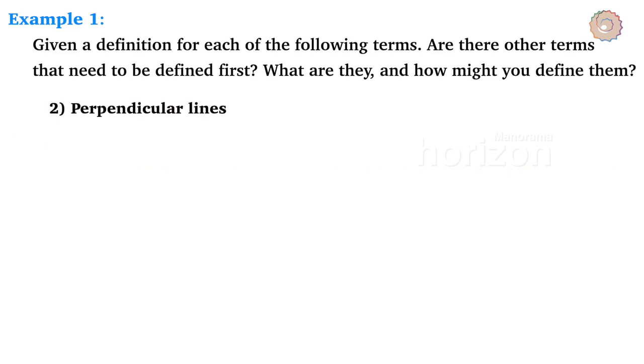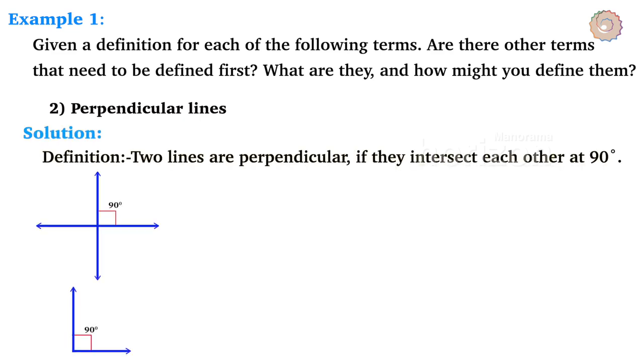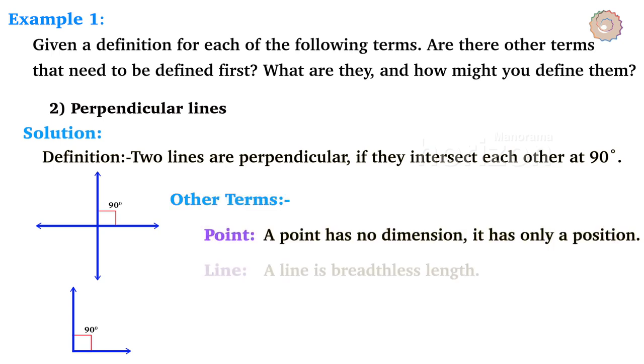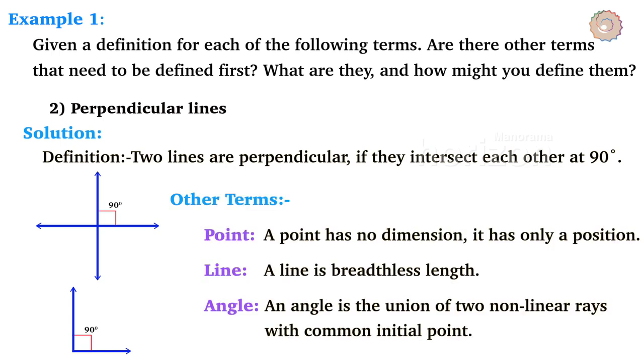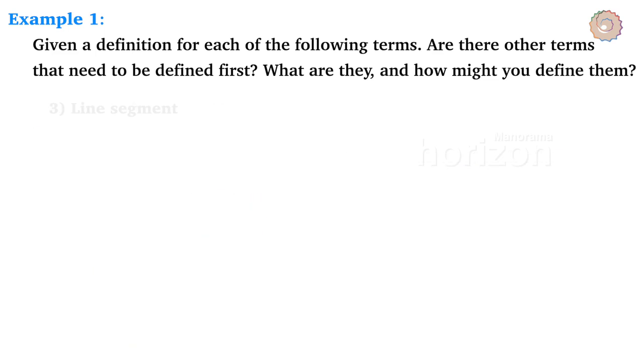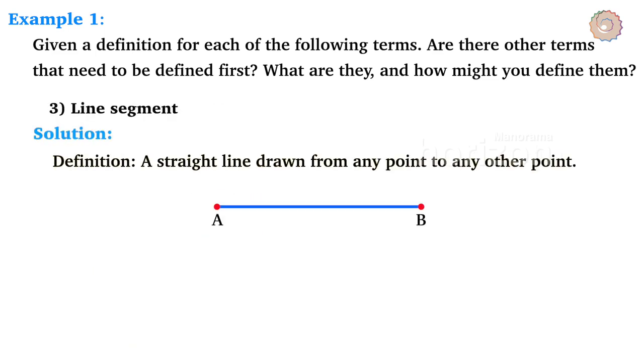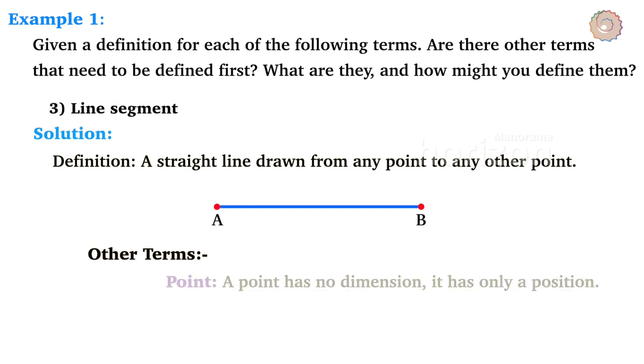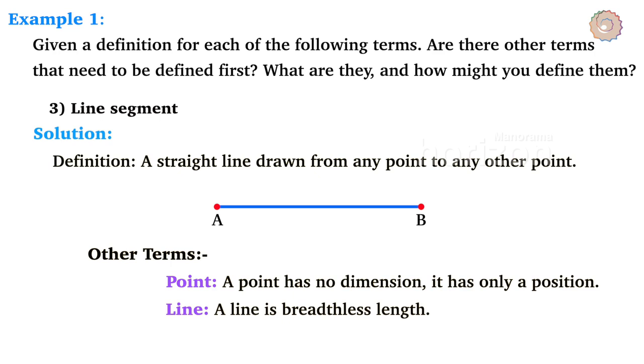Next is perpendicular lines, which can be defined as: 2 lines are perpendicular if they intersect each other at 90 degrees. The other terms are point, line and angle, where an angle is the union of 2 non-linear rays with a common initial point. Let's see what a line segment is. It is a straight line drawn from any point to any other point. Other terms that we need to define are point and line.